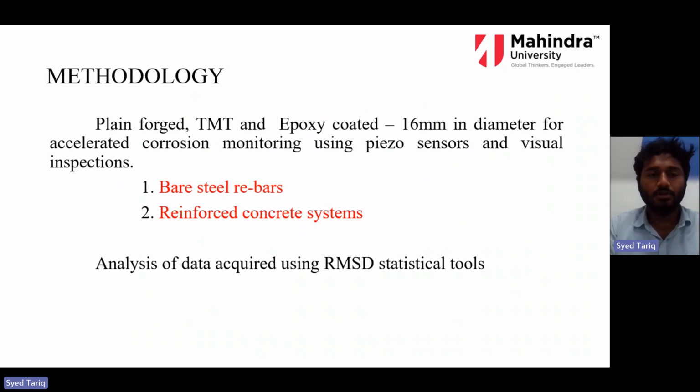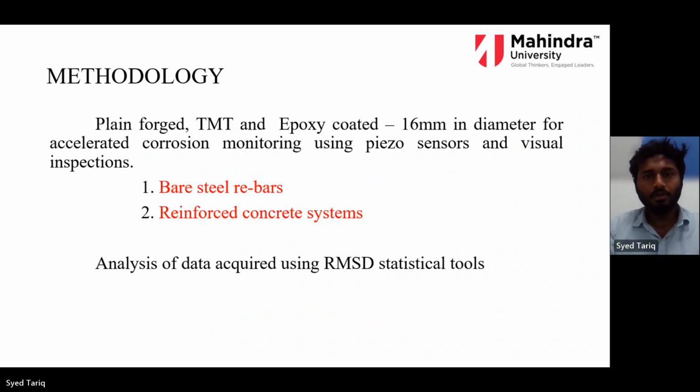In this project, I have chosen three types of steel rebars. The first one is the plain forged steel, then TMT, and then epoxy coated. As per the ASTM standards, a 16 mm diameter bar is used for this corrosion monitoring. First we did the isolated corrosion monitoring for bare steel bars, and then the same steel bars were embedded in concrete cylindrical prisms.